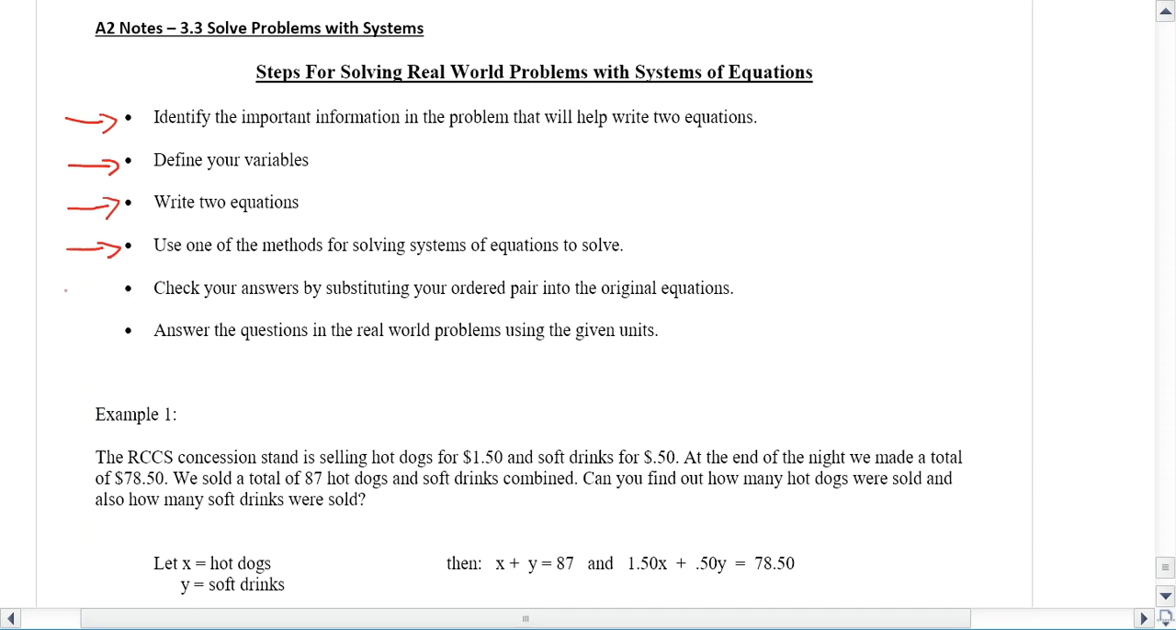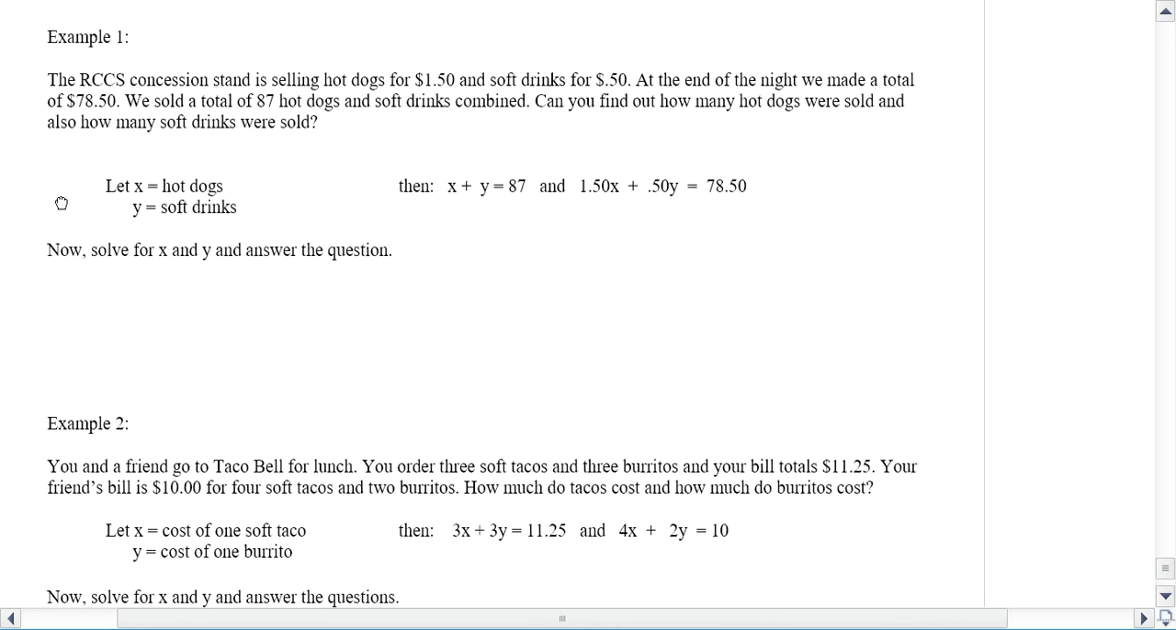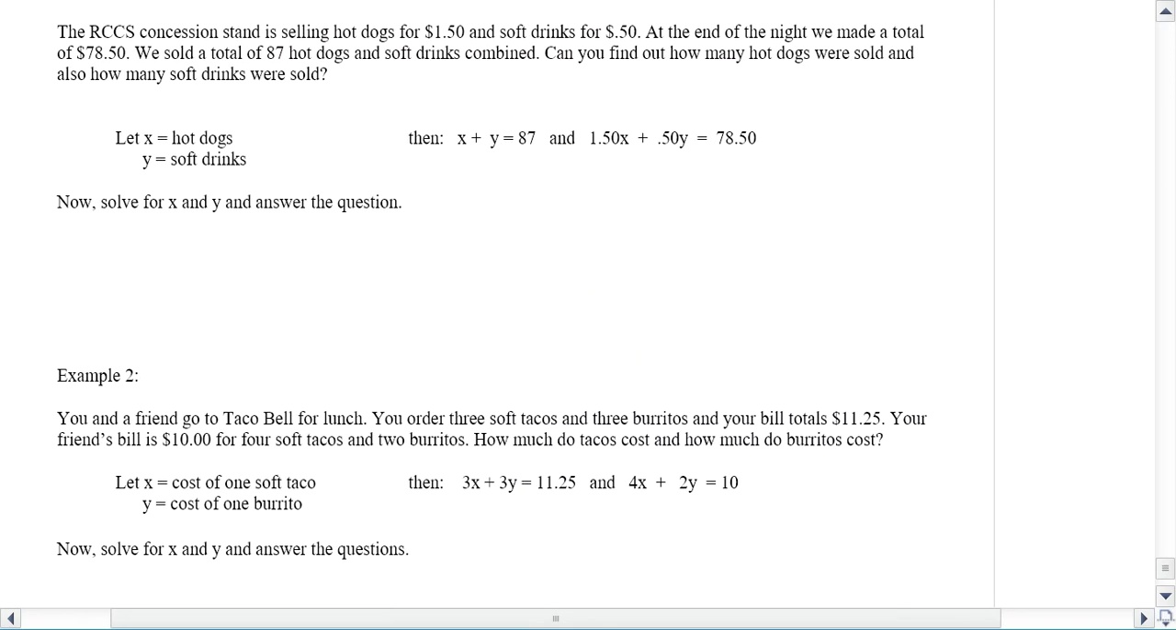And then please do plug in your answers and check them when you're done to make sure they do work in both of your equations. And then always, always, always put units on your answer. If you're asked for how many hot dogs, say X amount of hot dogs and Y amount of soft drinks. So answer the question. All right, let's look at example 1 together.